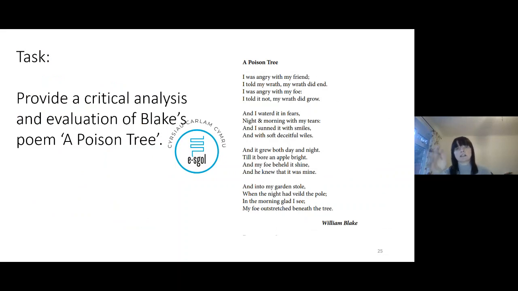Okay, so the task that I'd like you to do is just to provide a critical analysis and evaluation of that. So you've got an overview telling you the types of things that Blake was trying to achieve, but it's you picking out key phrases, key words, the meanings, and picking up on any technique that you see evident and prevalent in that poem.